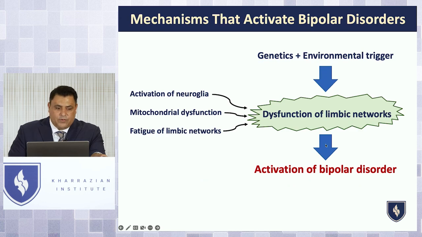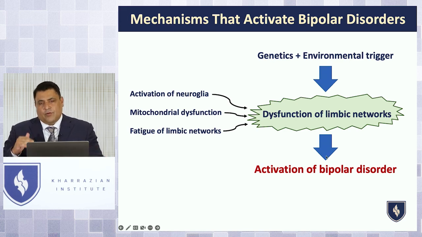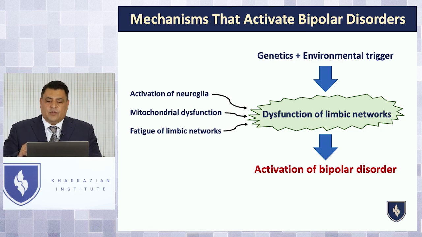And then with bipolar disorders, you basically have genetics and environment that cause dysfunction of these limbic networks. And anything that activates the neuroglia or causes fatigue of these limbic networks, like mitochondrial dysfunction, can activate bipolar disorder. So that's the basics of the neurology, neurochemistry, and neuroendocrine-immunology of mood disorders.